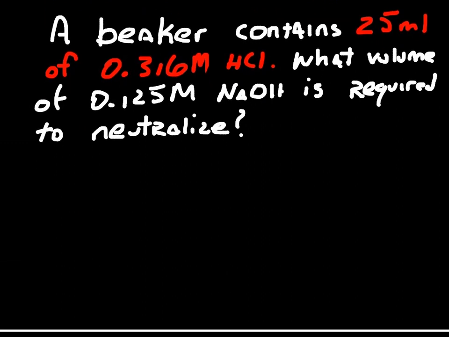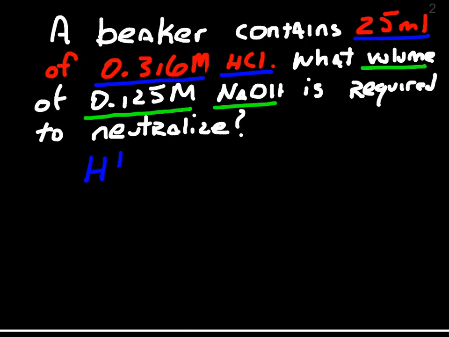But anyway, I'm going to solve this problem that I have written here. I've got a beaker that contains 25 milliliters of a 0.315 molar solution of hydrochloric acid, and I'm going to try to determine what volume of a 0.125 molar solution of NaOH is required to neutralize it. All right? So again, the basic net ionic equation will be the acid plus the base going to water, H2O.